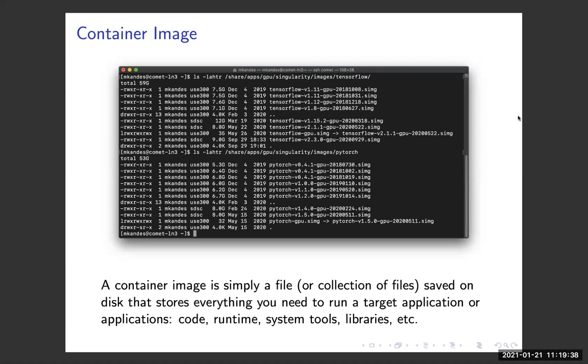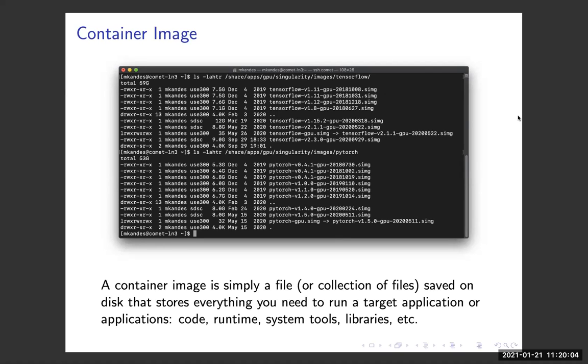The image shown on the screen here is actually just listing some of the containers that we have on Comet. These are the two most popular ones that we support, because TensorFlow and PyTorch are hard to compile on the operating system that is usually run on HPC systems. They're very good candidates for using containerization.